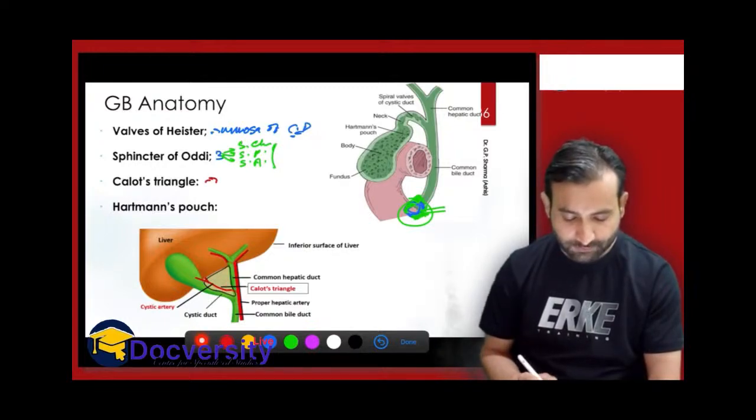So this is Calot's triangle. What is the content of Calot's triangle? This is a question in the exam. Content is what? The cystic artery. So this is most vulnerable during cholecystectomy. It can be injured. So remember, Calot's triangle, what are the boundaries?